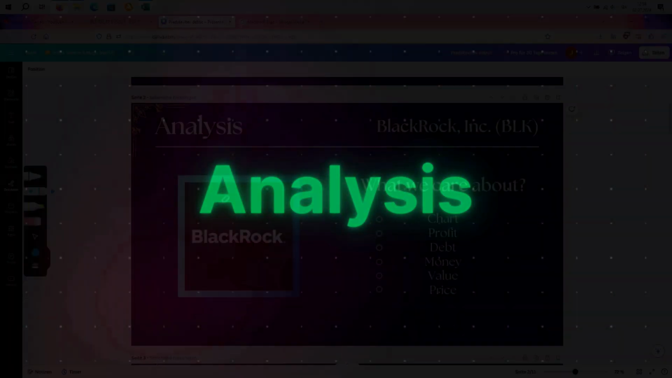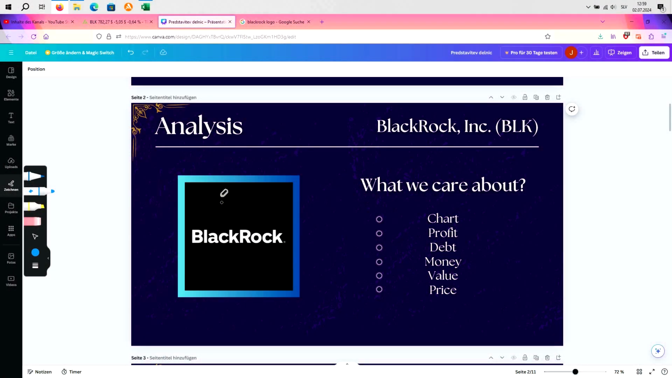This is going to be very simple, straightforward and beginner friendly because I don't want to waste too much of your time whatsoever, okay? Now as a complete beginner you should generally care about the following 6 things. You should care about chart, profit, debt, money on the bank account, value and price.